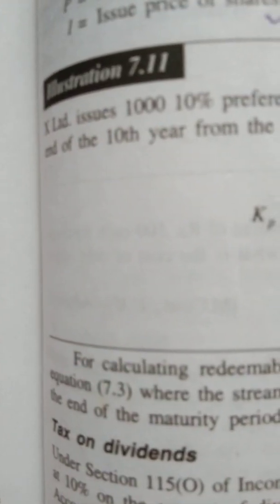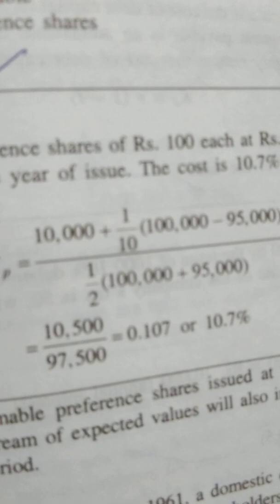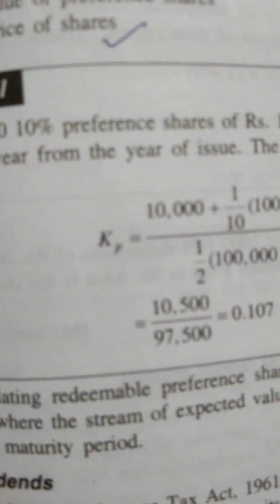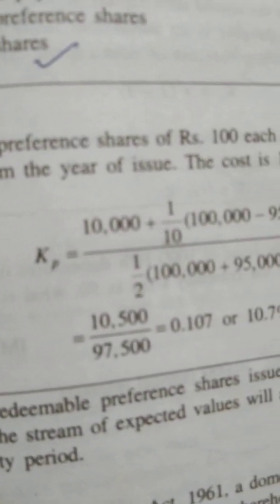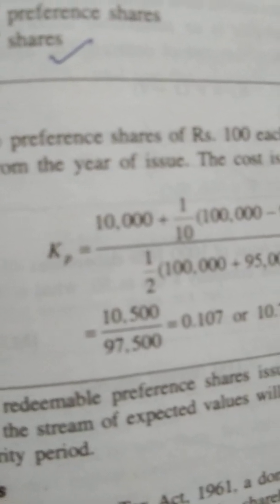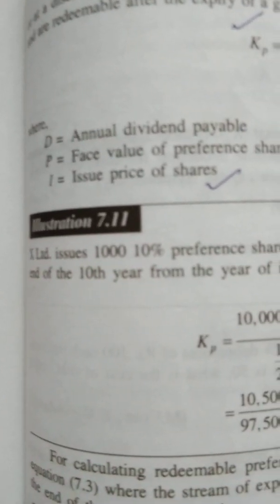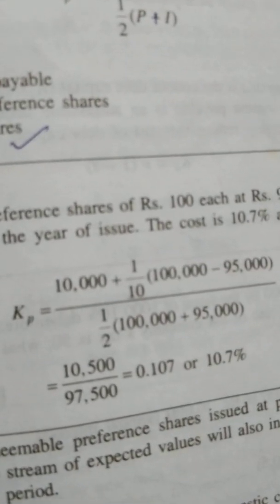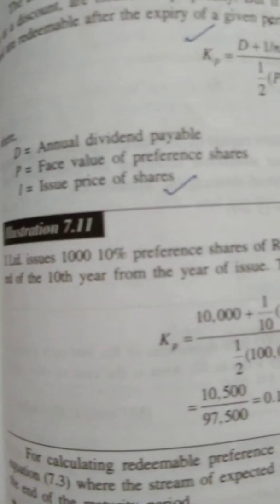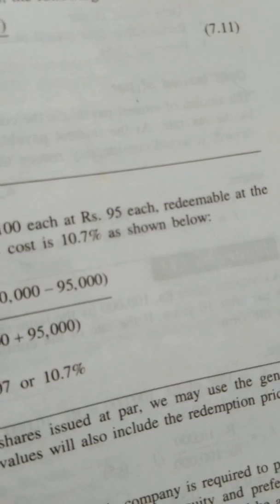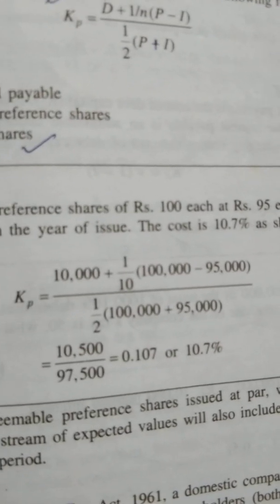Now using that formula, what will be the D? Dividend. 10,000 10% preference shares of rupees 100 each. 10,000 into 100, it should be multiplied by 10%. It came out as 10,000 plus 1 by 10. 10 means the 10th year. Now what is the formula? P minus I. P means the face value of preference share. Face value is 1 lakh. What is the I? I is the issue price. It is given at 95 each. That's why 95,000.